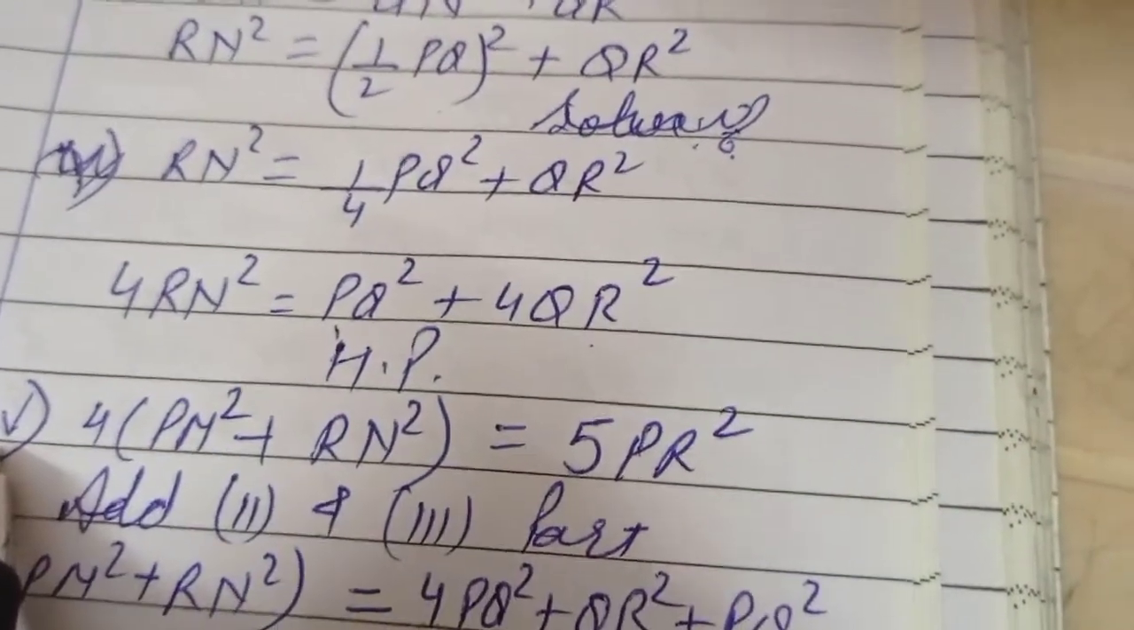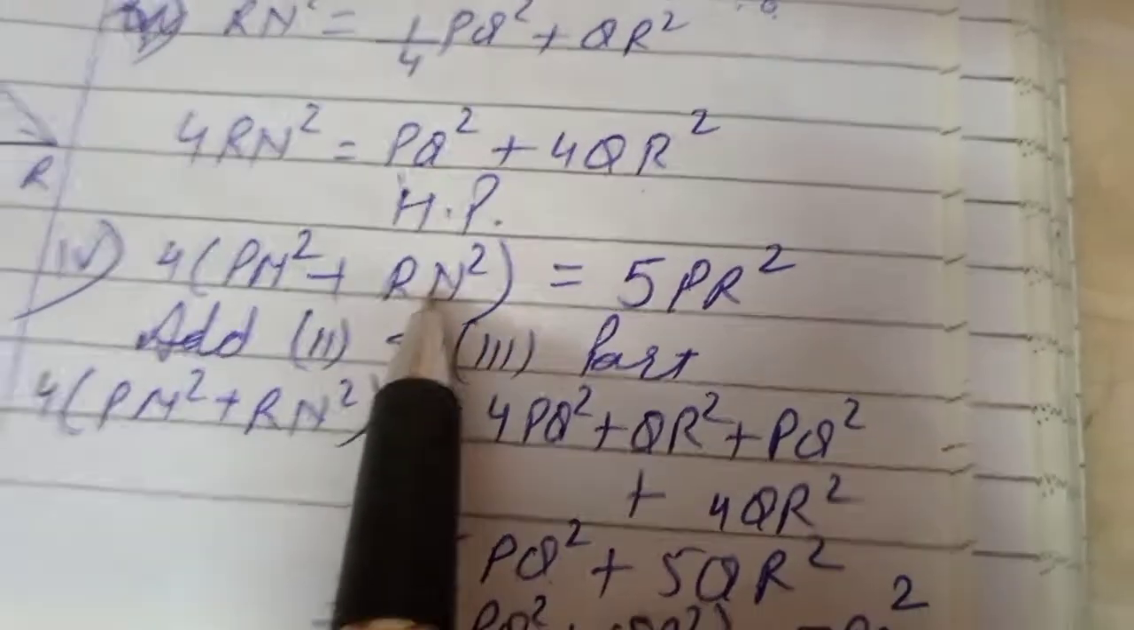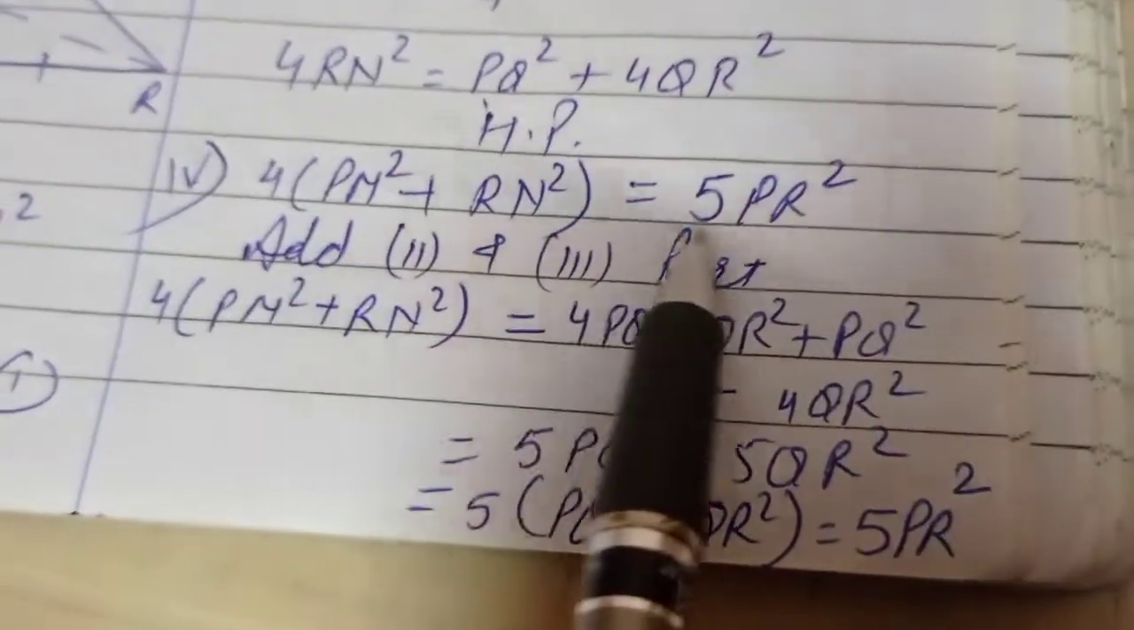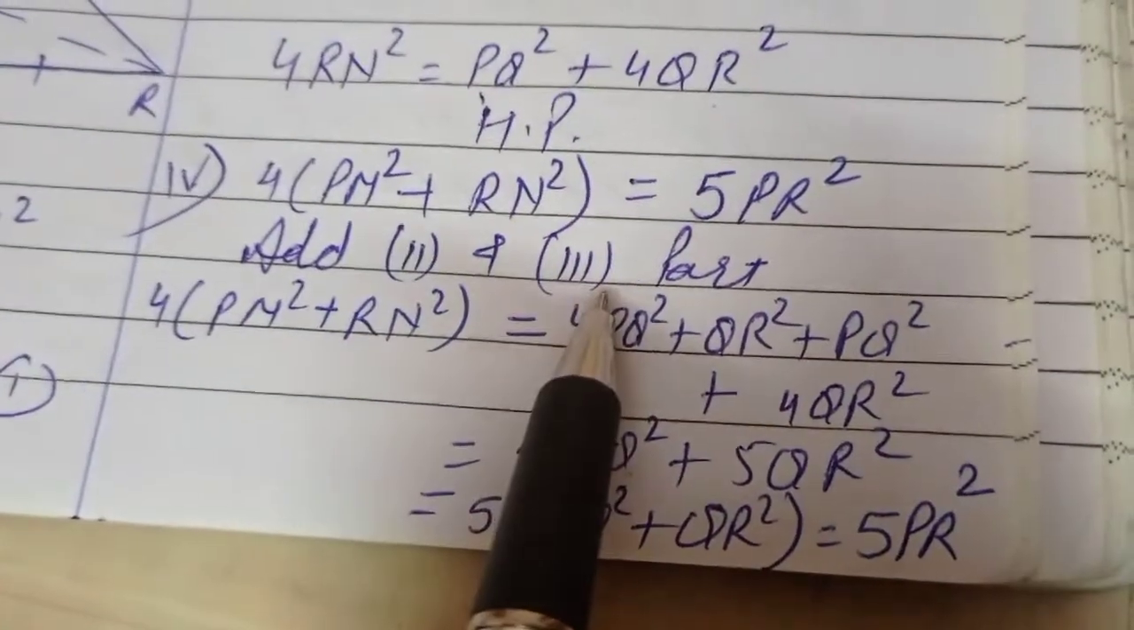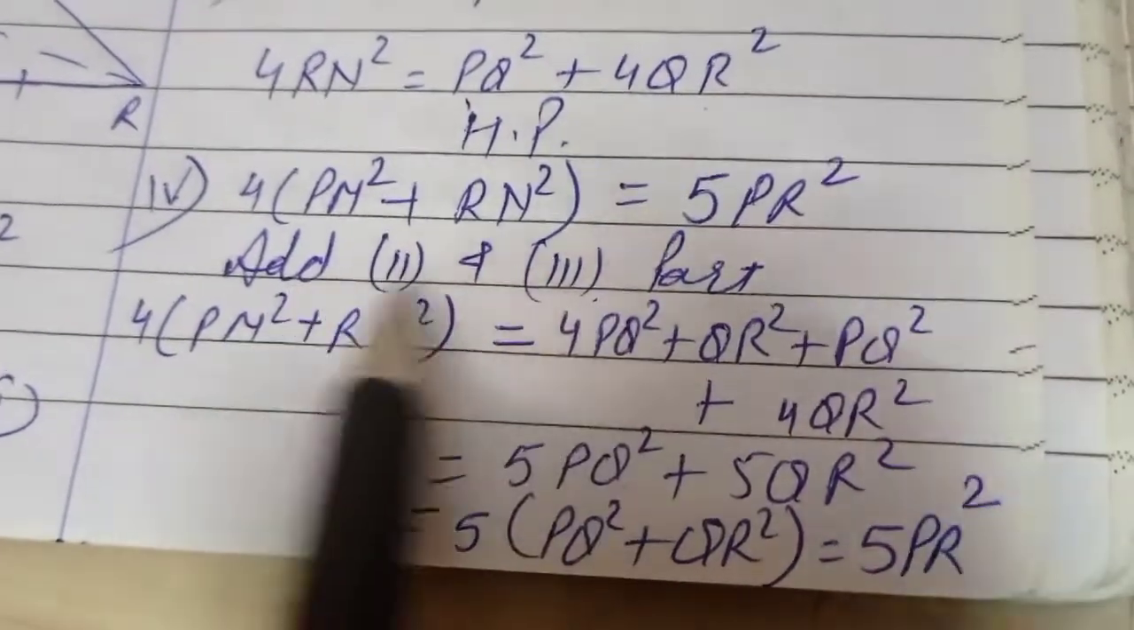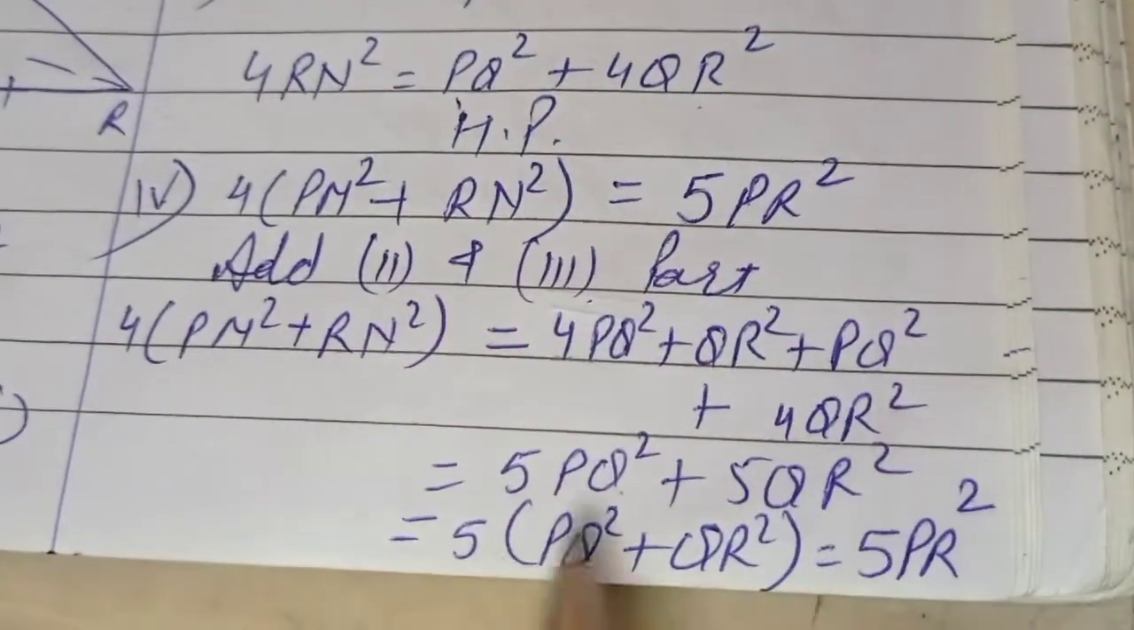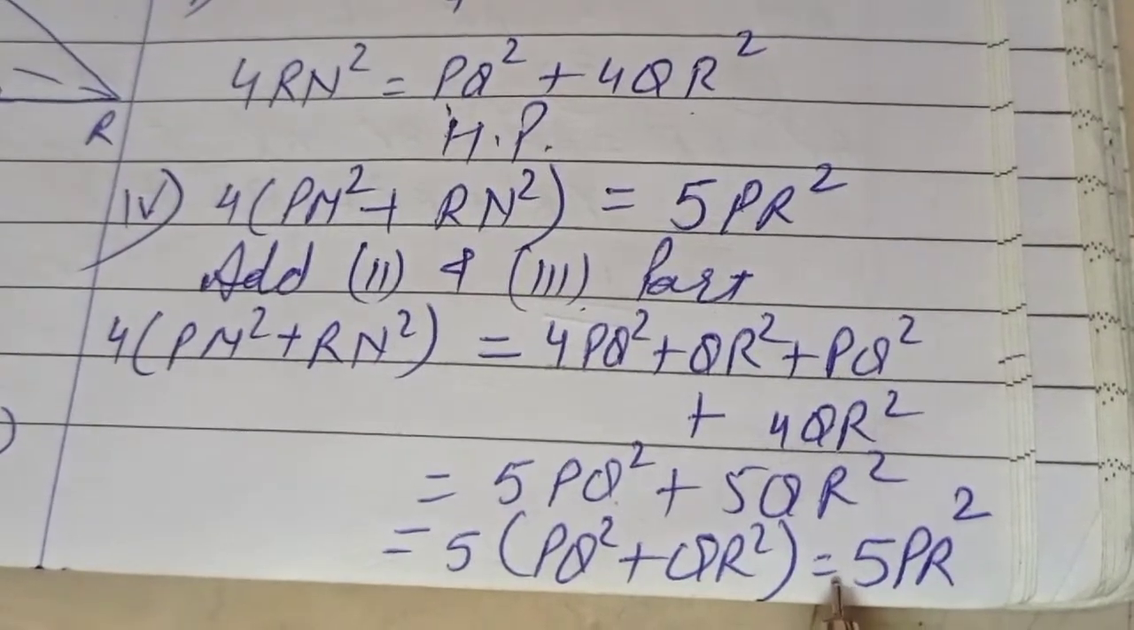Fourth part, we need to find the value of PM square plus RN square. So for this you have to prove, add second and third part. If you add, take 5 common, that will be the required result.